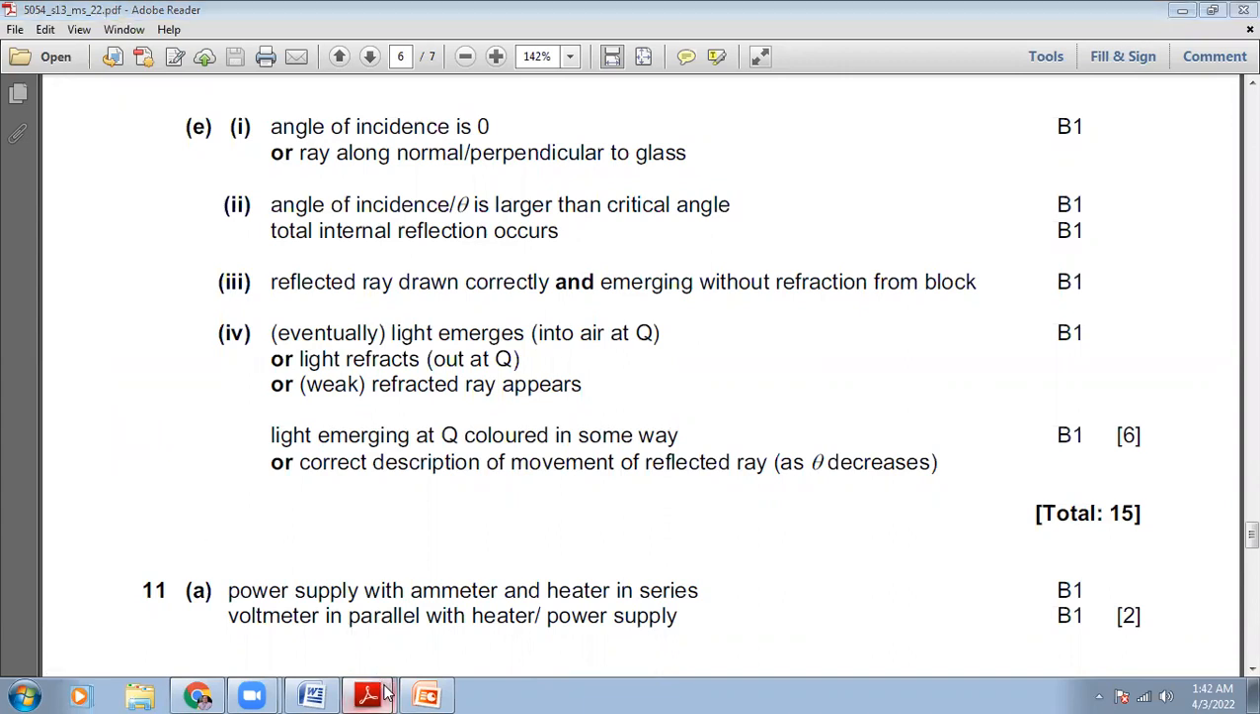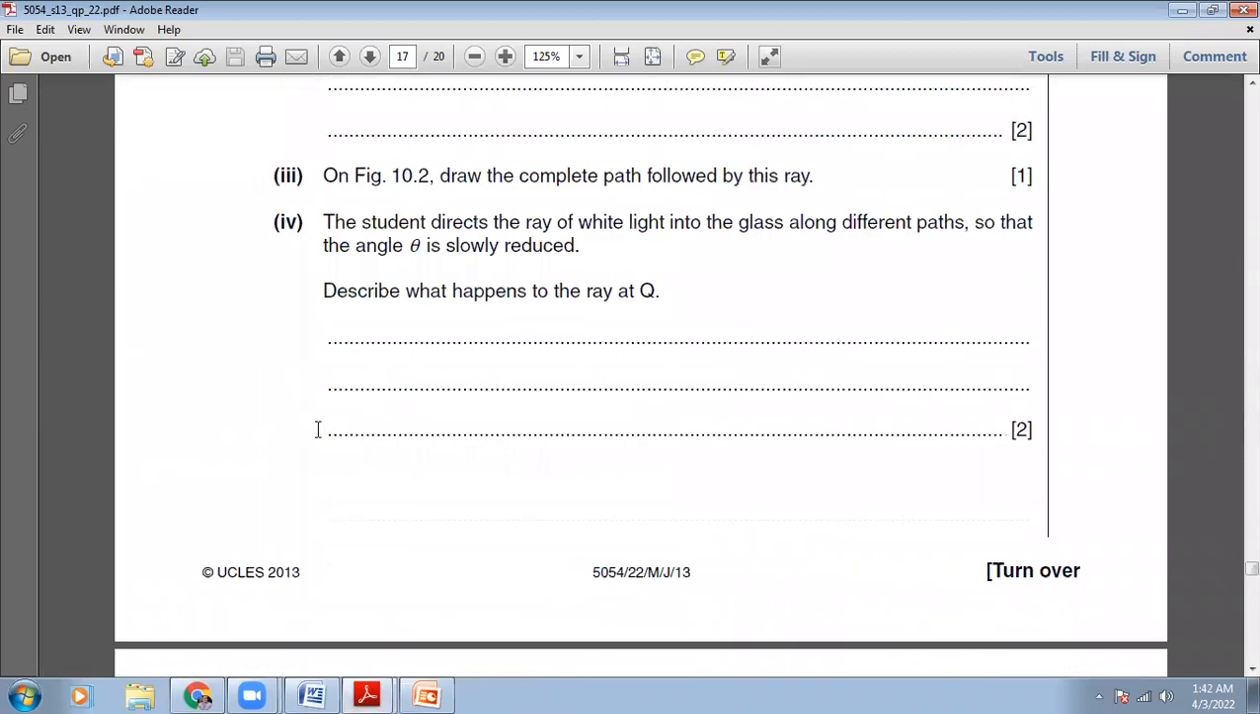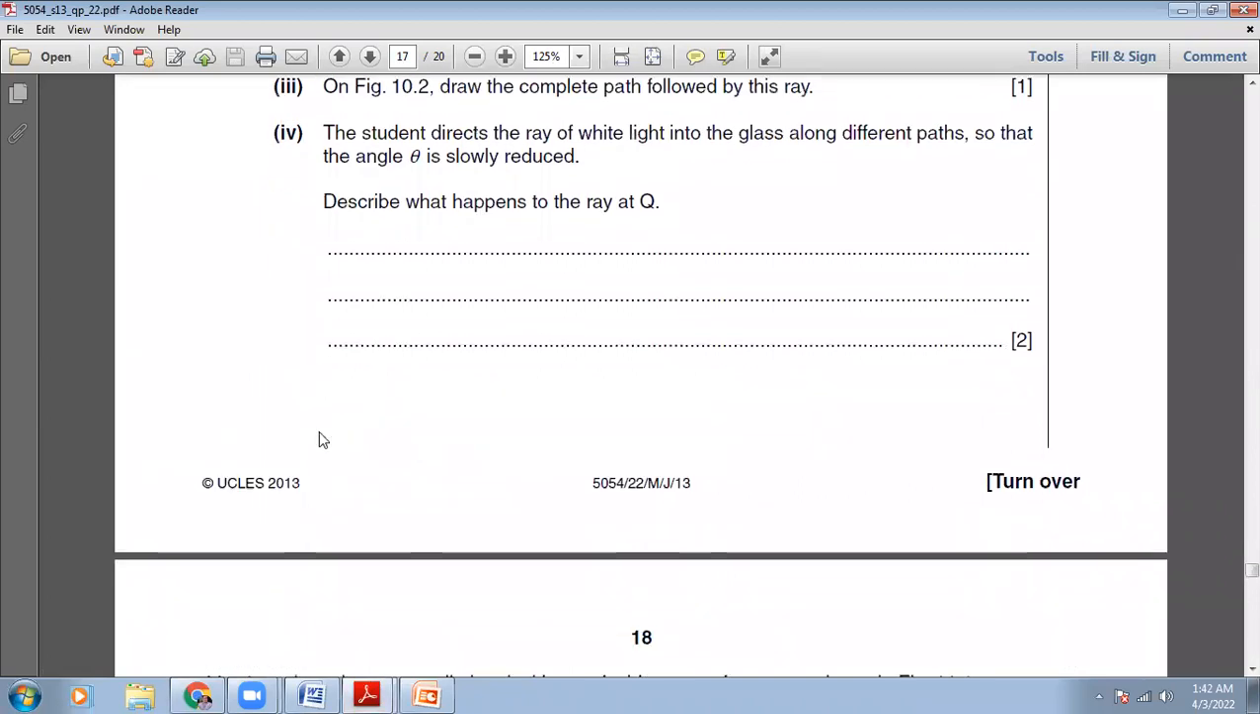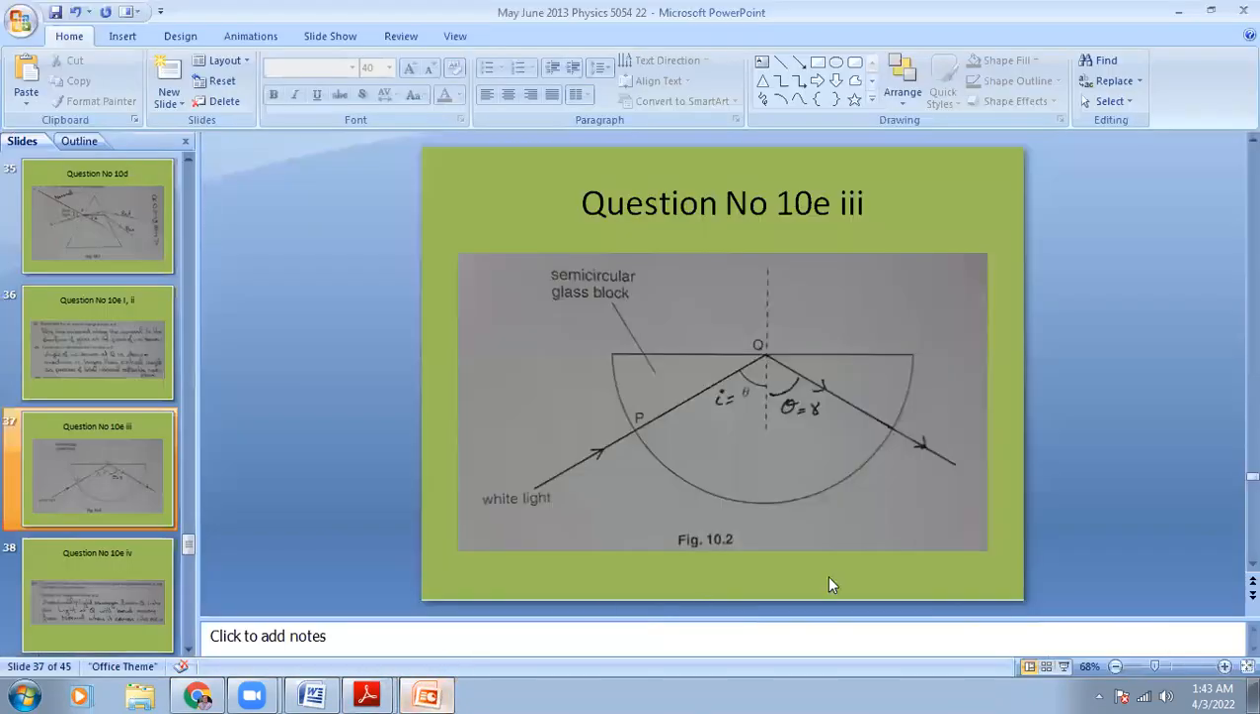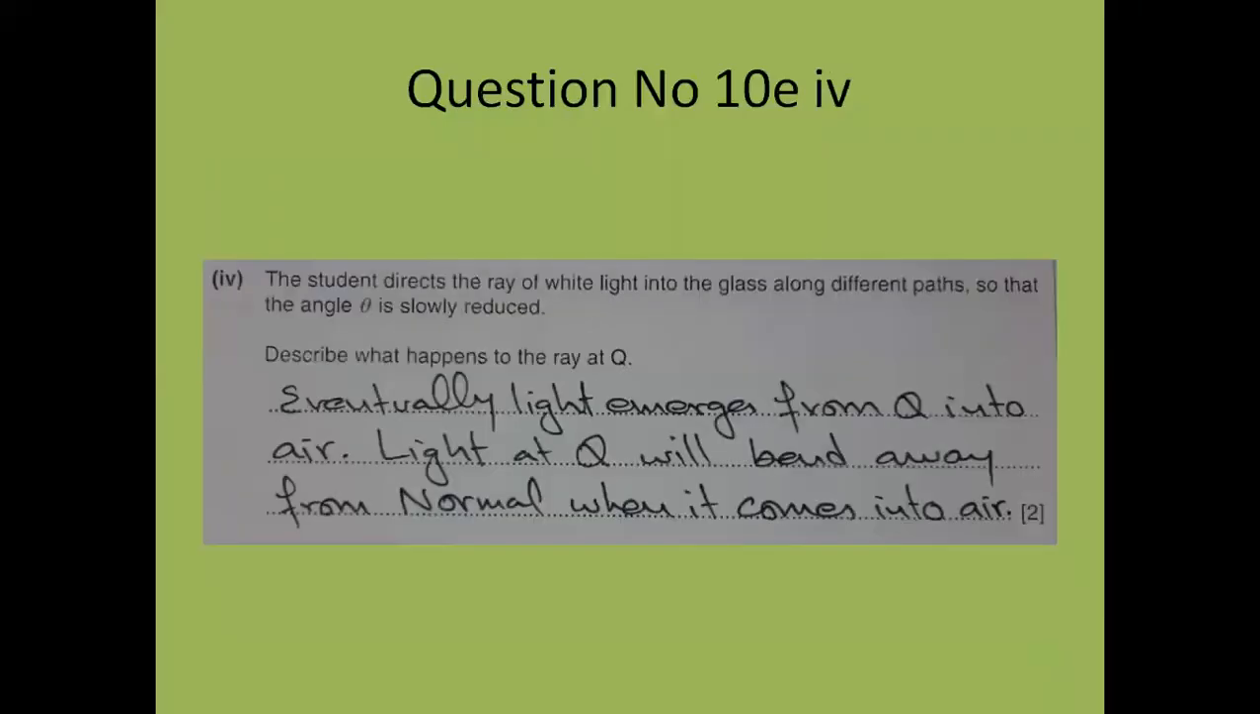Okay, so the next question, he says the student directs the ray of white light into the glass along different paths so that the angle theta is slowly reduced. Describe what happens to the ray at the Q. So if you decrease this angle of incidence, and when this angle of incidence becomes less than the critical angle, the light will emerge from here. And when it comes out, it will bend away from the normal. Eventually, light emerges from the Q into air. Light at Q will bend away from normal when it comes into air.